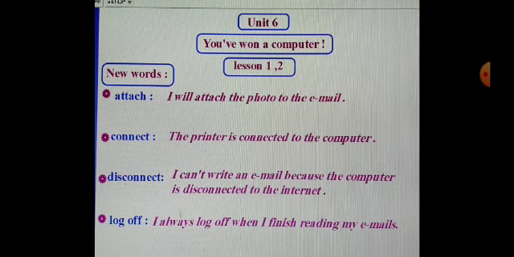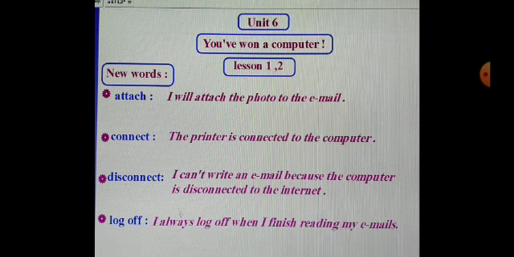Number 1, attach. For example, I will attach the photo to the email. That means attach means to send a photo or file with an email. Again, to send a photo or file with an email. Connect. For example, the printer is connected to the computer. That means to join your computer to the internet so that you can use it.